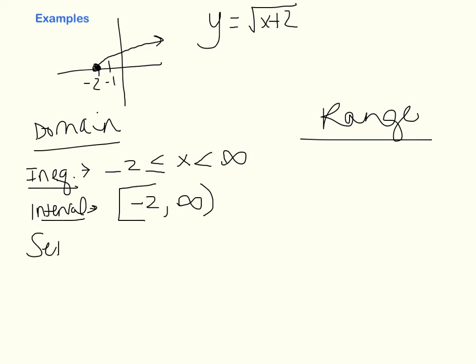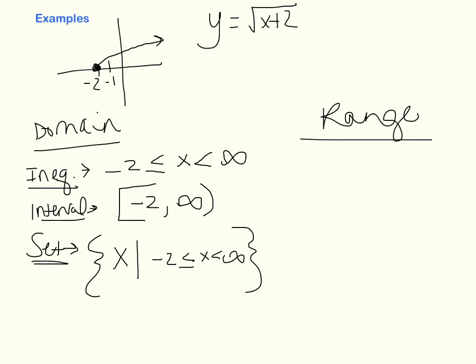And then set. Remember, we'll refer back to inequality for this one. That would be x. Well, that's a terrible brace. The set of all x's such that -2 is less than or equal to x is less than infinity.